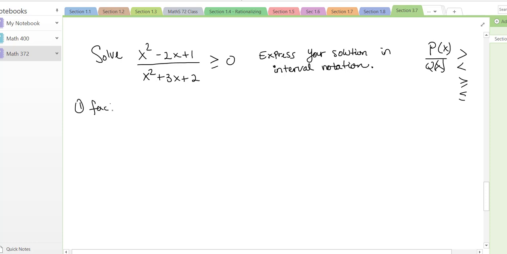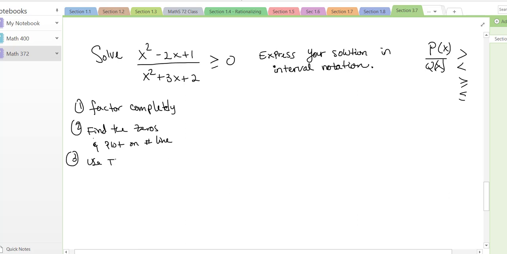The first step is to factor completely, just as we did with polynomial inequalities. The second step is to find the zeros and plot them on the number line. And then use test points to check the regions. Use test points for each region. A rational expression is a quotient, so we're going to be checking the quotient in this case. And the last step is to write the answer in interval notation.